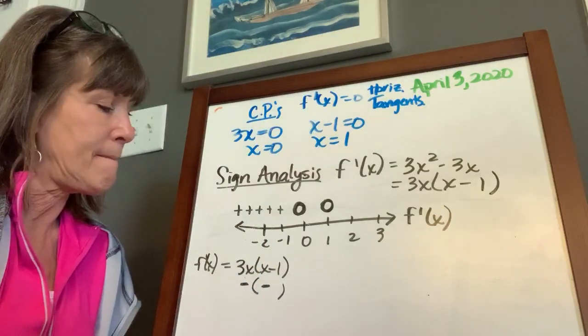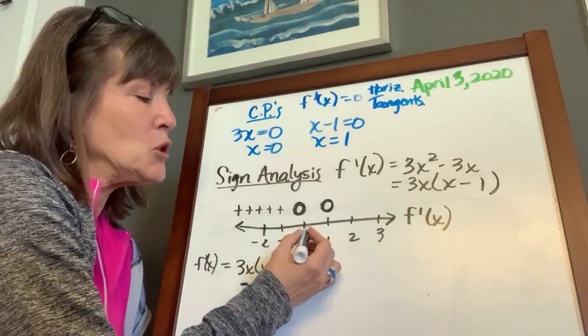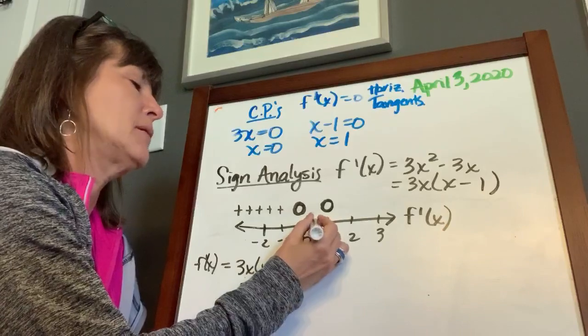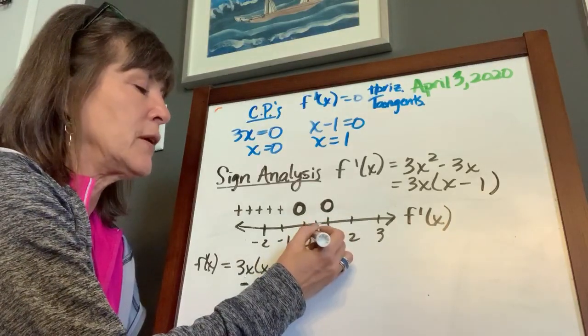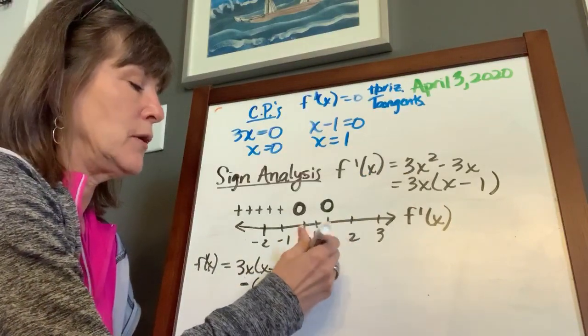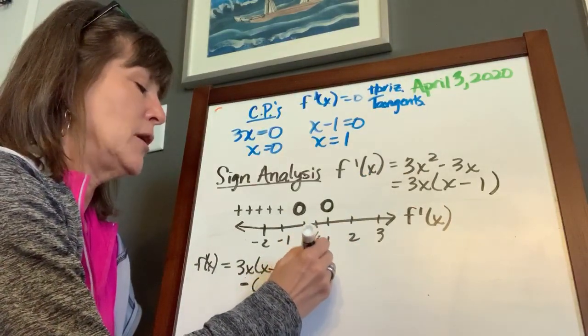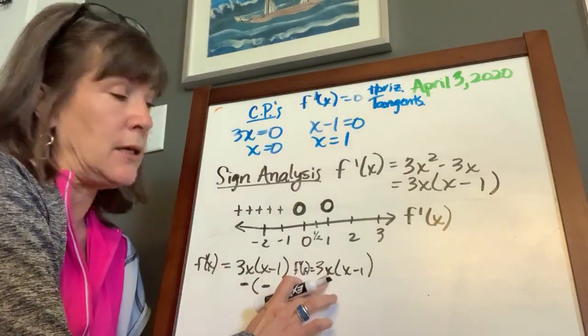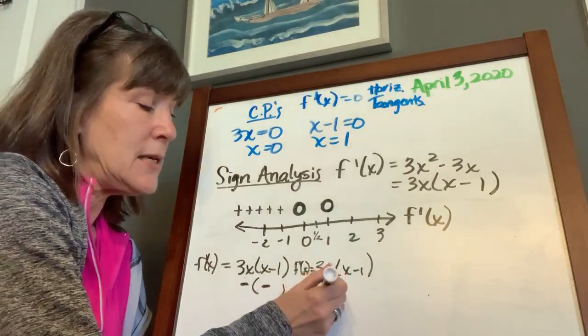Okay? I'm going to pick a number in between 0 and 1 and do a sign analysis. Okay, I'm going to pick the easiest one, I guess, for me to work with, which is 1/2. I'm going to plug it into the derivative. Here's my derivative. I'm trying to write small. Sorry, I hope this isn't too small. I'm going to plug a 1/2 in here. 3 times a 1/2 is positive.